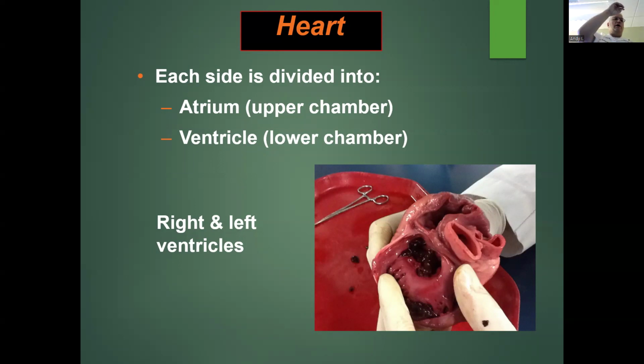So as blood comes through, it comes into the right atrium, into the right ventricle, through the pulmonary artery to the lungs, through the pulmonary vein back to the left atrium, and then into the left ventricle, then out to the body.